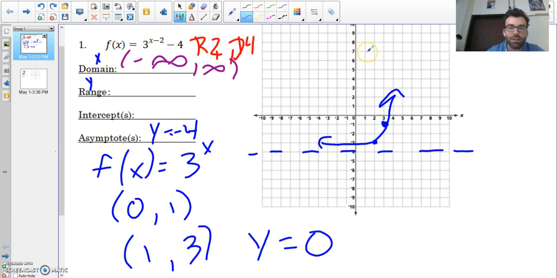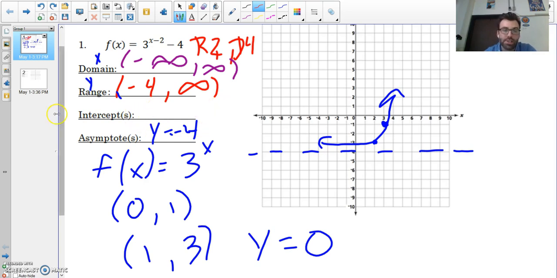Domain for exponential will always be -infinity to infinity. The range will be different. The range I read from bottom to top. Where's my problem? I run into a problem at -4. So my lowest possible value for y is going to be -4. The highest possible value is going to be infinity because this goes off into infinity. Now, this should be a parentheses and not a bracket because I have the asymptote at -4, which means that y cannot equal -4.